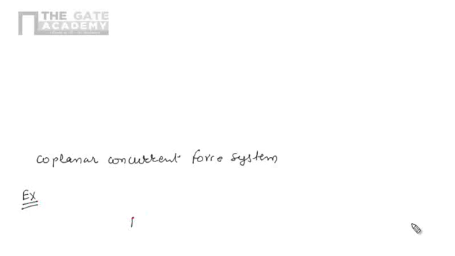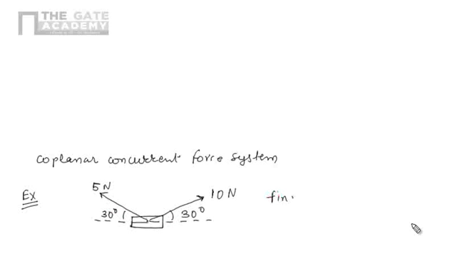So let's take one example. I am having one body, suppose a block resting on a surface, and here we are having two forces acting on it. Suppose the 10 Newton force makes an angle of 30 degrees with the horizontal, and the second force, the 5 Newton force, is also making an angle of 30 degrees with the horizontal. Now our interest is to find R. R means the resultant we have to find for this coplanar concurrent force system.